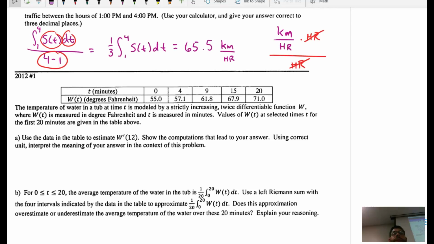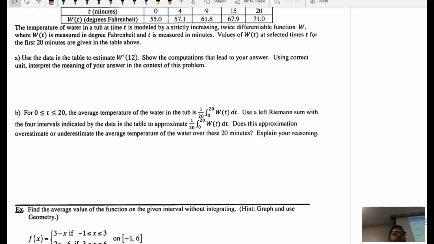Keep going? Questions about that problem? Old AP test problem here. Try this one. This one is a calculator problem also.